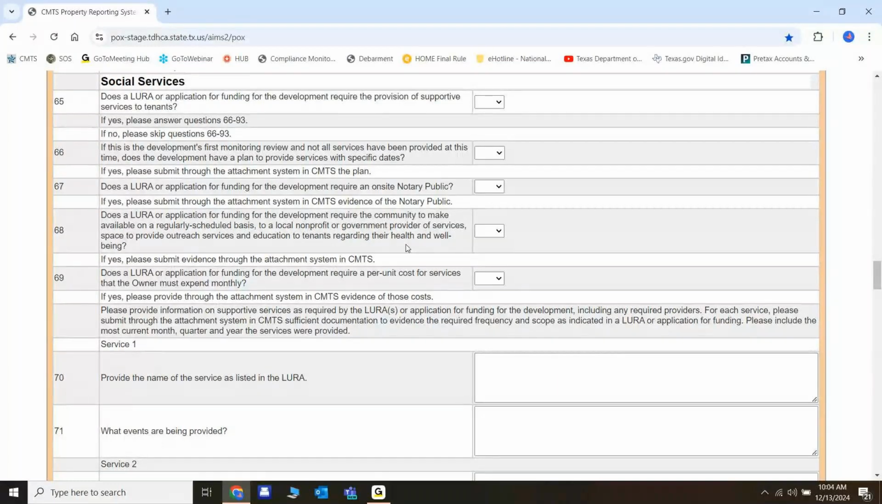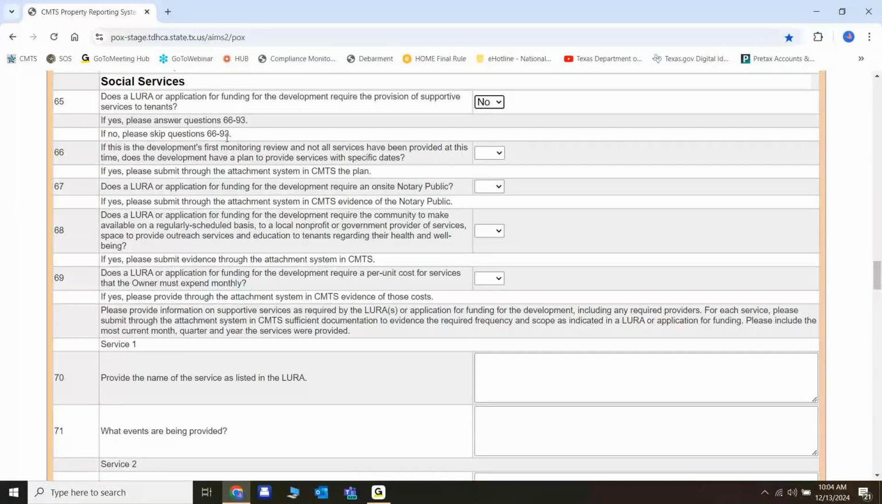Okay, social services is our next section. In this section, we ask the question, does your land use restriction or application for funding require you to provide social service? If the answer is yes, then you're going to answer questions 66 through 93. If the answer is no, you're going to skip these.